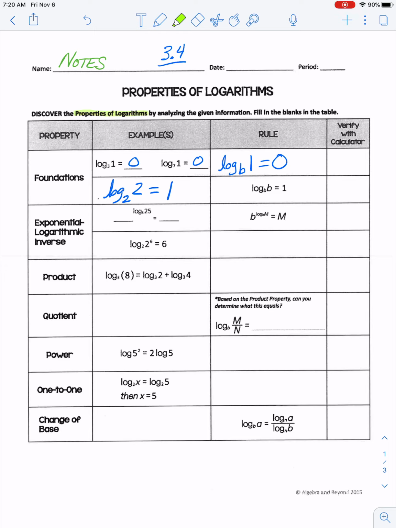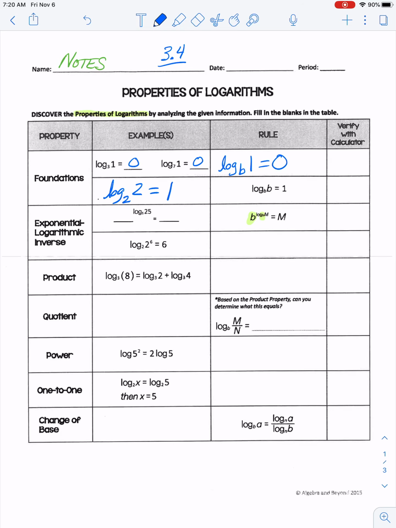Next property: b to the log base b of m equals m. You may want to notice here your bases are the same, and if that happens, whatever we're taking the log of here is going to be your answer. So over here to the left, if my base is 5, I want this to be 5 to the log base 5 of 25, and my answer is going to be 25.